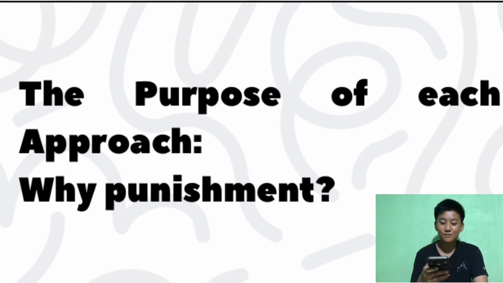Retribution. Society often seeks punishment to satisfy the need for justice. It is seen as a way to balance the scales after harm has been done, offering victims and society a sense of closure.